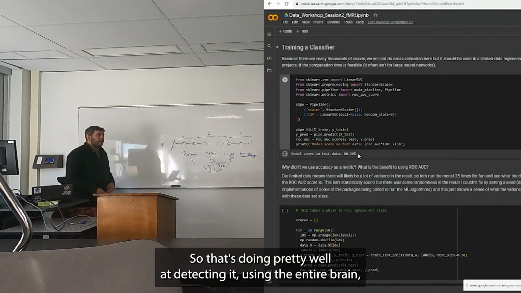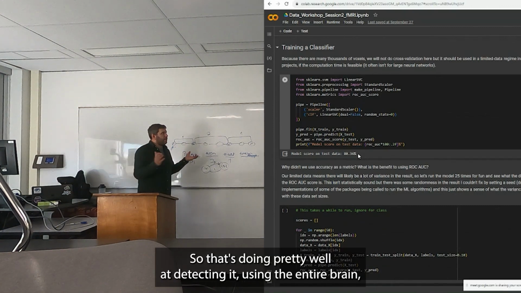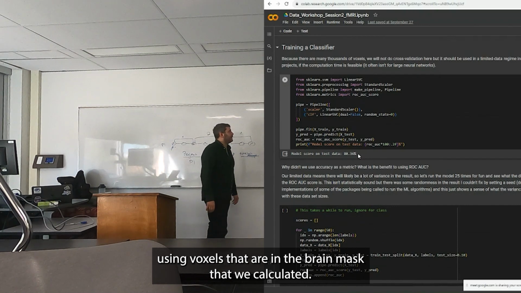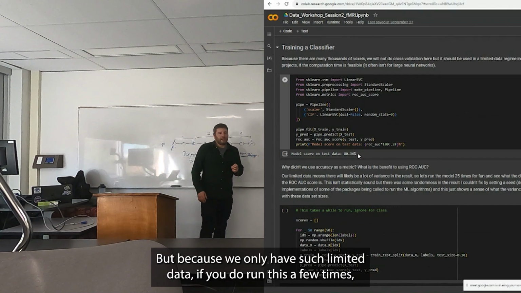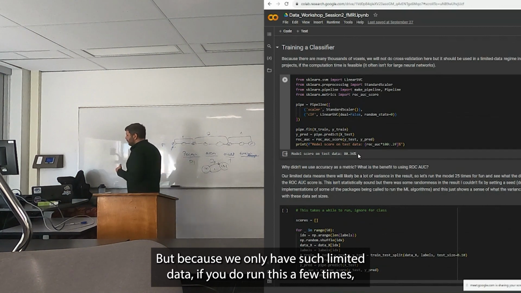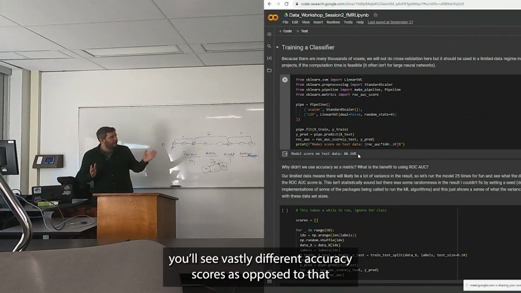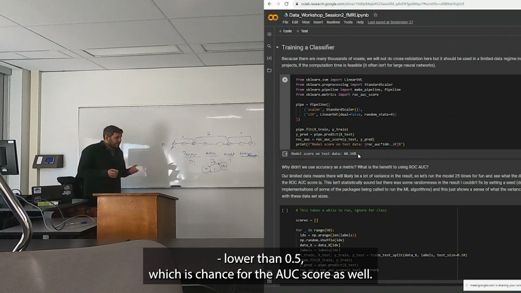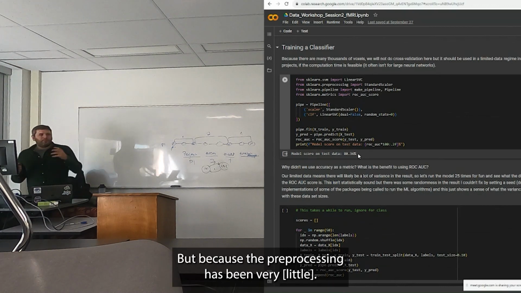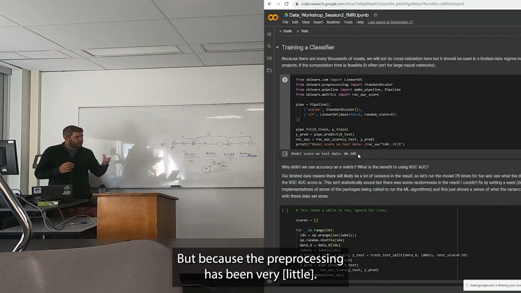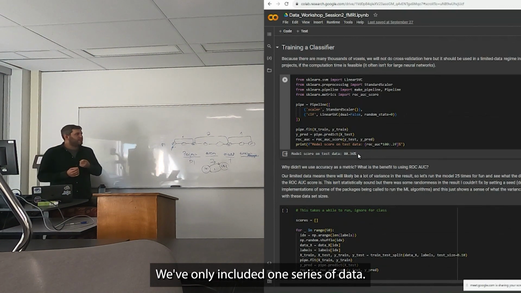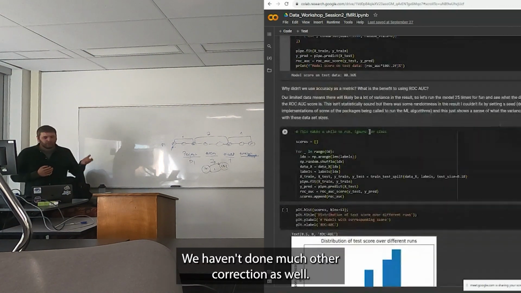So we're actually doing pretty well at detecting using the entirety of the brain, or the brain voxels that are in the brain mask that we calculated. But because we only have such limited data, if you run this a few times, you'll start to see vastly differing accuracy scores. Sometimes it's lower than 0.5, which is chance for the area under the curve score as well. The pre-processing has been very minimal, we've only included one series of data, and we haven't done much other correction.